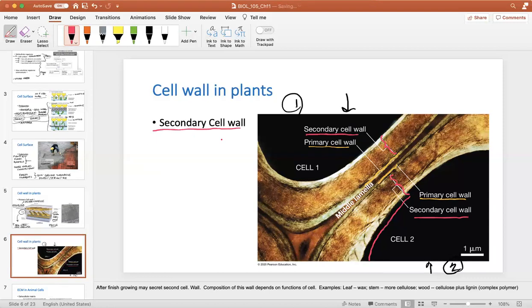All right. Now, the composition of this secondary cell wall varies according to the function of the cell. It's still going to conform to the structure where you're going to have fibers embedded in a ground substance. But the type of fibers or the ground substance is going to vary. So for example, if you're talking about a leaf, this secondary cell wall is going to have a lot of wax in it, okay? Because remember, we talked about leaves having a waxy outer surface to prevent water from evaporating out through the leaf.